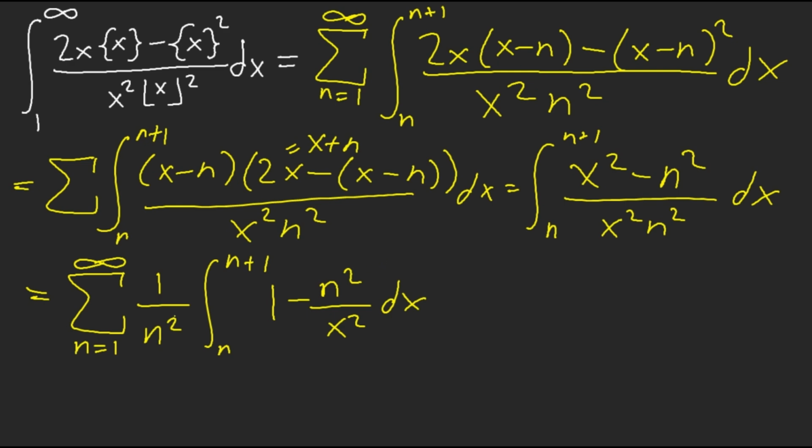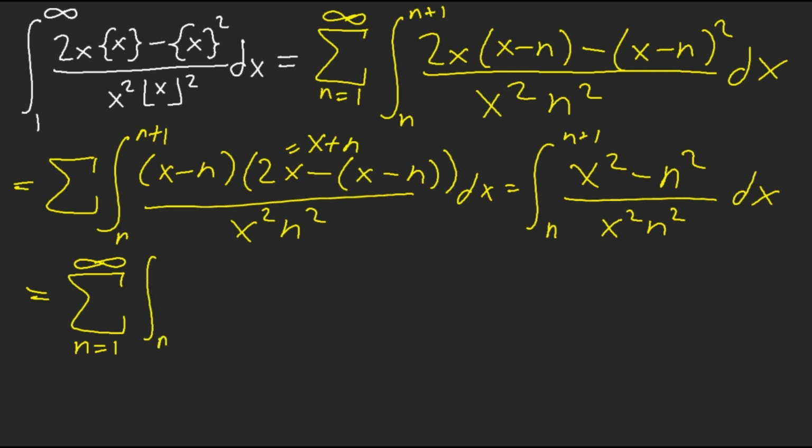Well, actually, let me combine the 1 over n squared. This is what we're having. So what we have is 1 over n squared minus 1 over x squared. Yeah, that's what we're having. Okay.